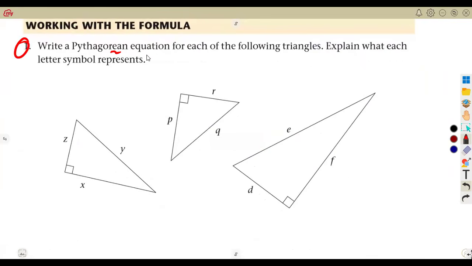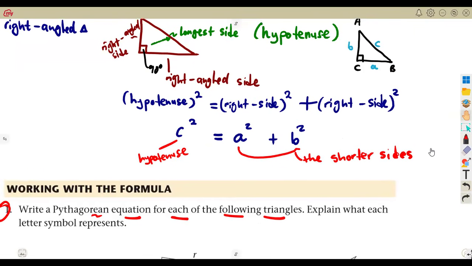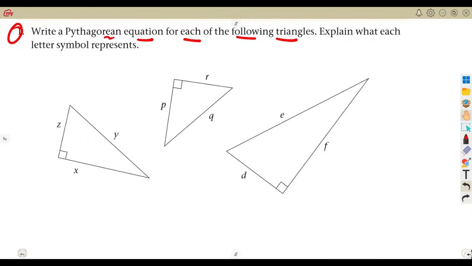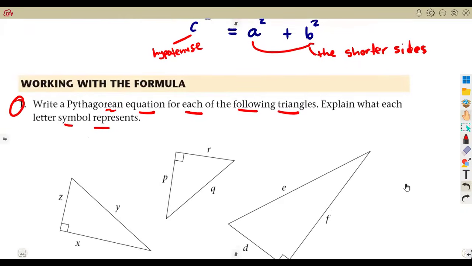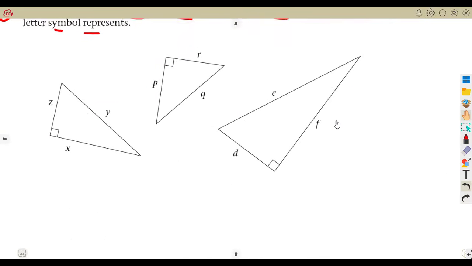Write a Pythagorean equation for each of the following triangles. For each of these triangles, you're supposed to give a Pythagorean equation, meaning an equation of this nature as we stated it from the A, B, C that we had from that triangle. Explain what each letter symbol represents, just like we said C represents the hypotenuse, then A and B are the shorter sides or the right sides. That is what they're asking you in this case.